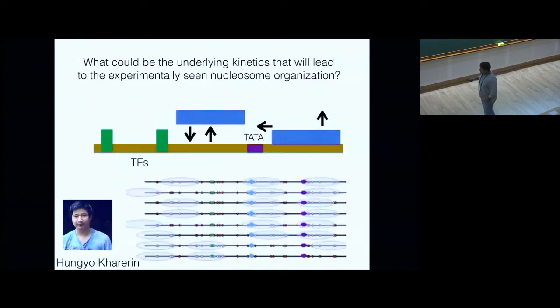So one of the PhD students, Hongyo Hariri, started thinking about what could be the underlying kinetics that will lead to the experimentally seen nucleosome organization. So we have this nucleosome organization from different experiments by Brown et al. and Small et al. So this is from Small et al. To obtain this kind of pattern, what should be the rules? If we just have this on, off, and sliding in a sequence-dependent manner, will we get it? Or do we need something more?